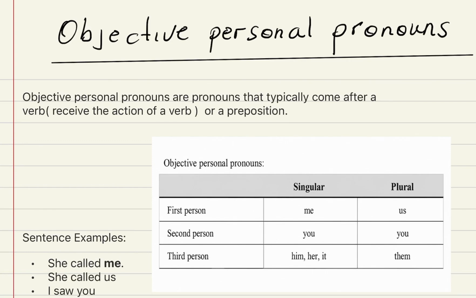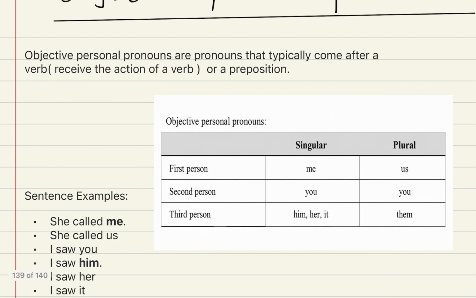In this lesson, we're going to learn about objective personal pronouns. So what are objective personal pronouns? Here's the simple definition. Objective personal pronouns are pronouns that typically come after a verb. In other words, they receive the action of a verb, and sometimes they can come after a preposition. So I'll give you examples to show what that means.